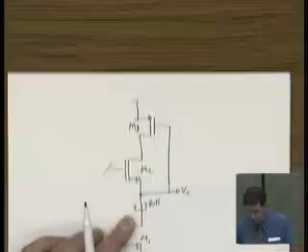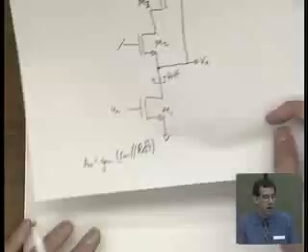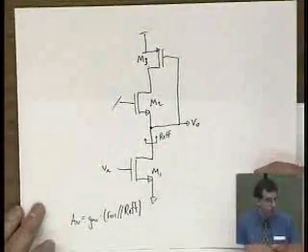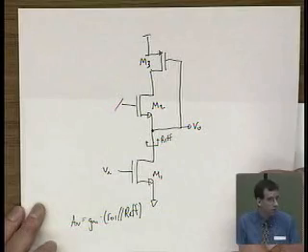So what I'm going to do here is draw what the small signal model looks like, just to show you how I would solve this problem. Okay? Is that something that would be generally useful?